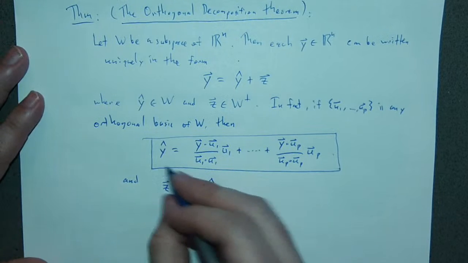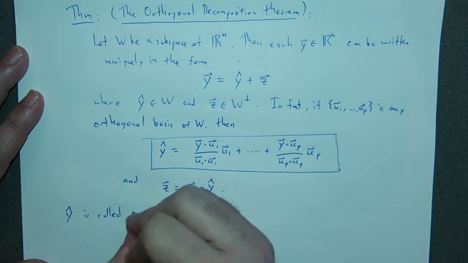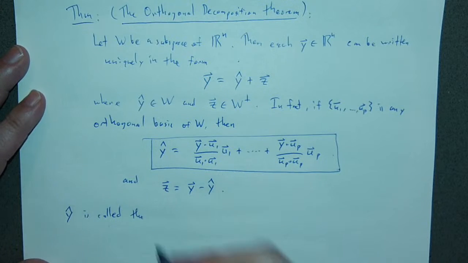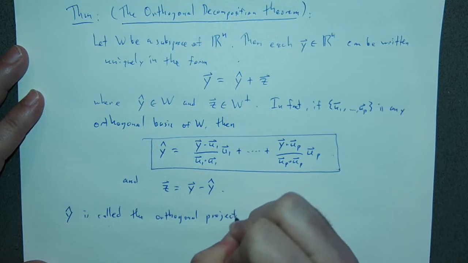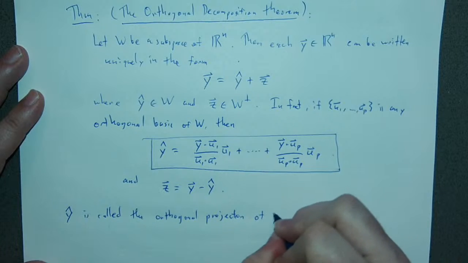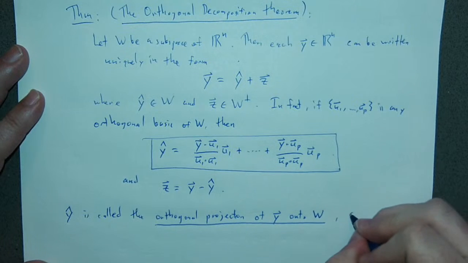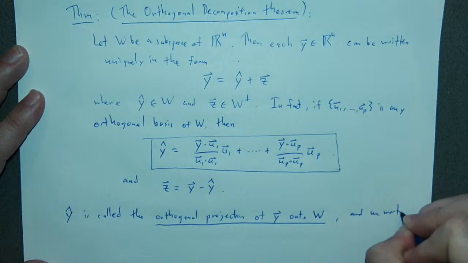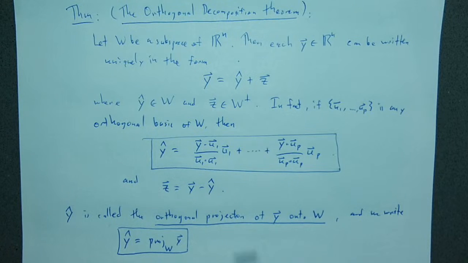There's Z. What is this called? So Y hat is called the projection. I'll usually just call it the projection. Technically, this is the orthogonal projection of Y onto W. And we write that Y hat is the projection of Y onto W. And when you see this, the orthogonal projection of Y onto W, this is what's going on in the background.